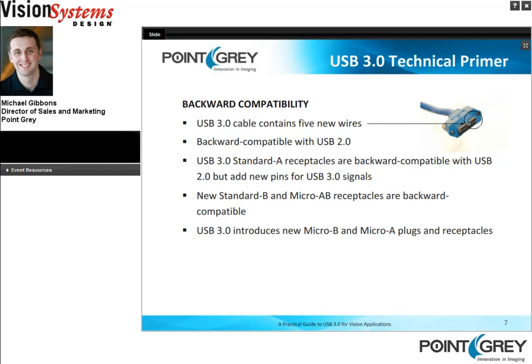and receptacles. So in terms of vision, most USB 3 cameras you're going to see out there use the micro B receptacles. So again, that's the smaller connector that's shown in the picture there. And the main reason for that, obviously, is the size is quite desirable. And then most computer, hub, and interface card ports are going to be a standard A connector.